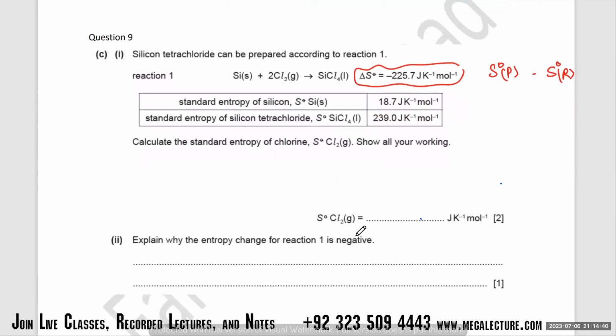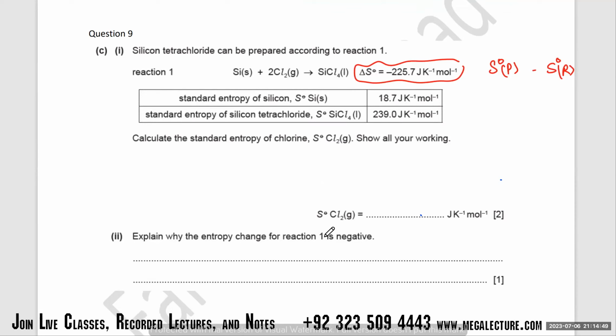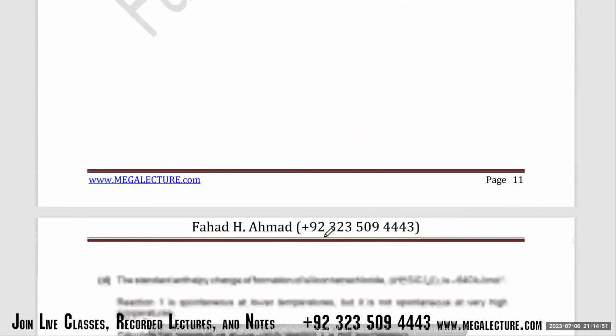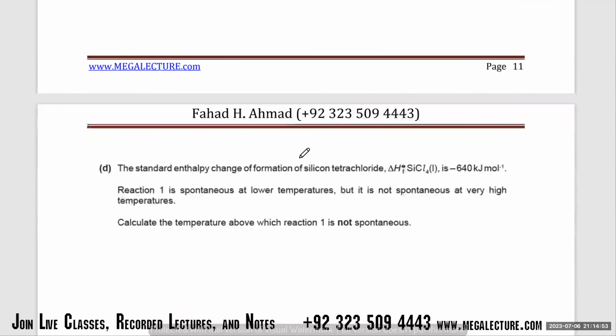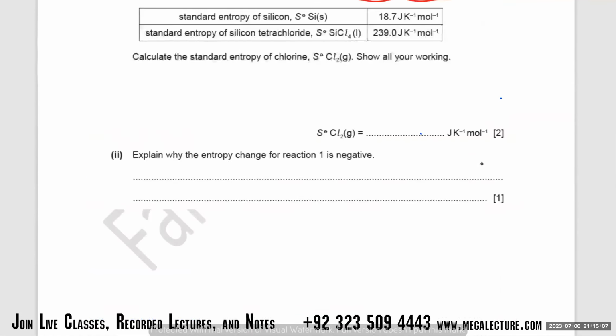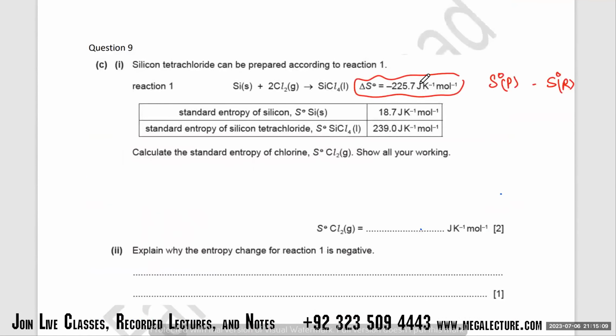Explain why the entropy change for reaction 1 is negative. Negative, why? Because number of gas moles decrease. Here you have gas, and in your products you don't have gas, okay? So the moles of gas, they decrease. Now here he's saying that the enthalpy change is given. That's minus 640, minus T times what's the other one? Delta S. That is also negative. That's minus 225.7.